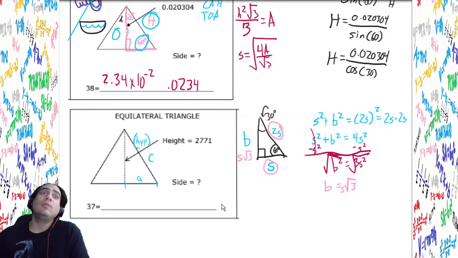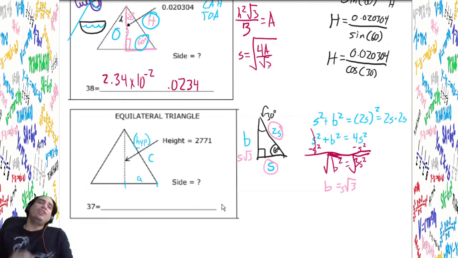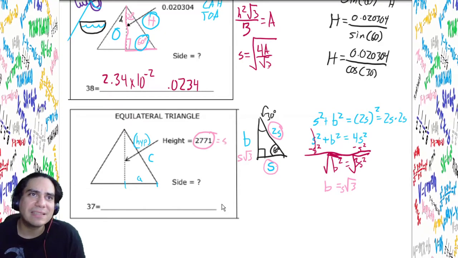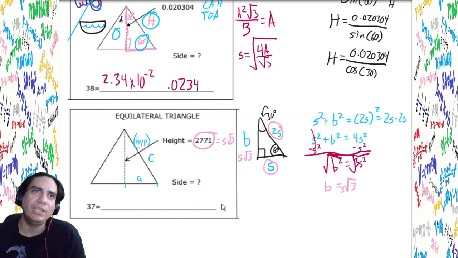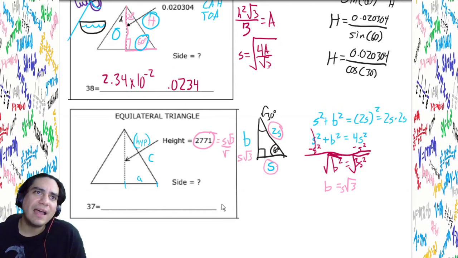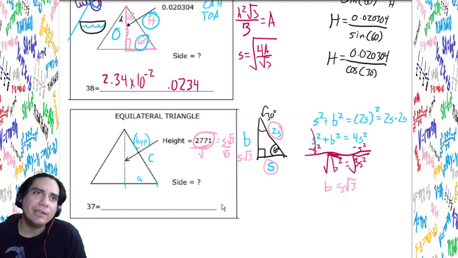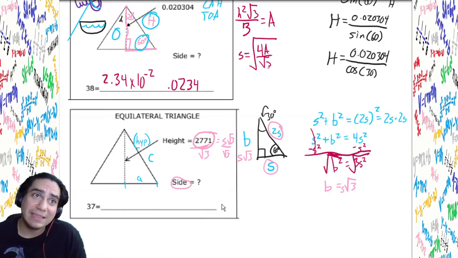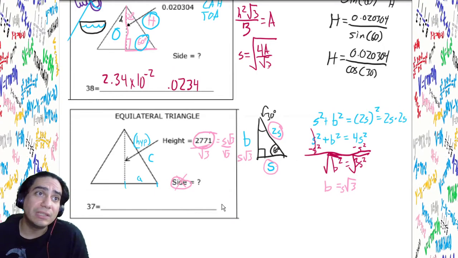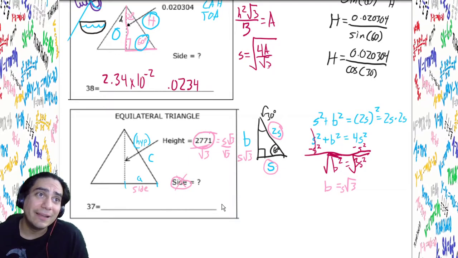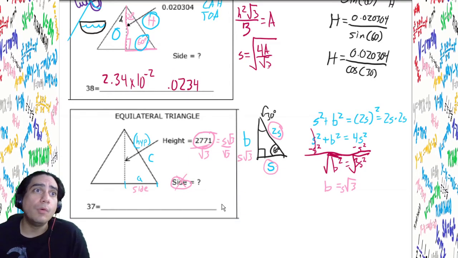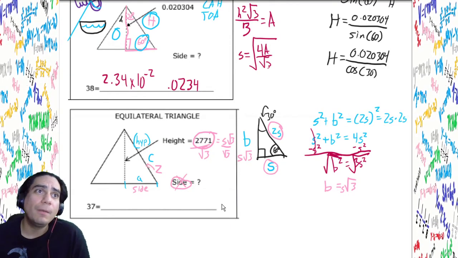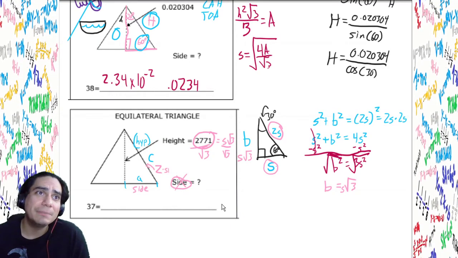So in this problem right here, if we could understand that this height right here is the same as side times the square root of 3, we could divide both sides by the square root of 3, and we end up with the side. But not this side, not that side. We end up with this side right here. And once we got that side, we got to multiply it by 2, and then we end up with that side. That's 2 times the side.